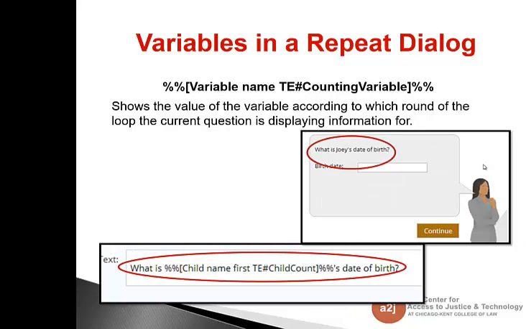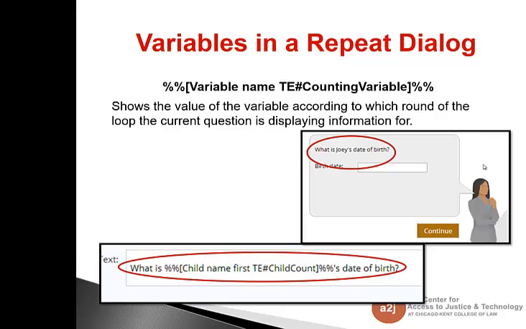If you want to call out just one specific value, then you can use this macro: %, bracket, variable name, pound, counting variable, close bracket, %. This shows the value of the variable according to which round of the loop the current question is displaying for. So in a previous question here, I had said, what is your child's name? And they had told me that Joey was the name of their child. Then I can use the text, what is child first name TE, pound, child counts, date of birth.